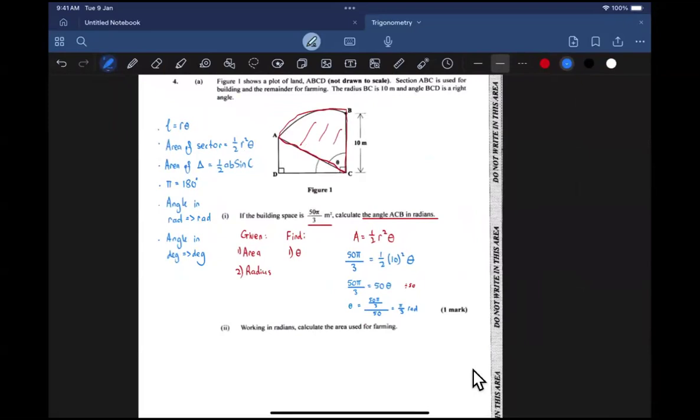So guys, anytime you have a question where they're asking you to find something, you need to write down what you have and what you're trying to find, and look for the best formula to use.